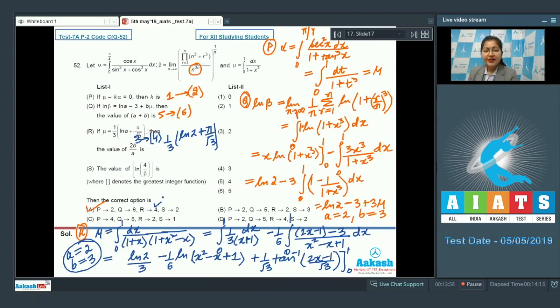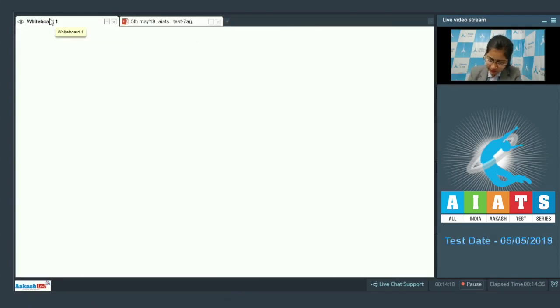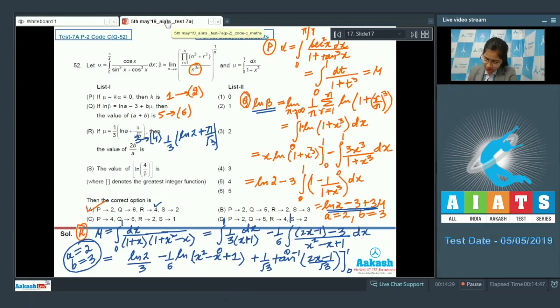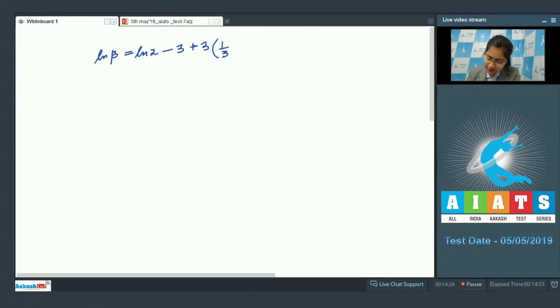Now, next we have to find the value of ln 4 upon beta. That is, we have to find ln 4 minus ln beta. We already know ln beta in terms of mu. So, let's put its value. Ln beta is equal to ln 2 minus 3 plus 3 times mu. So, let's put the value of mu, that is equal to 1 by 3 into ln 2 plus pi by root 3.